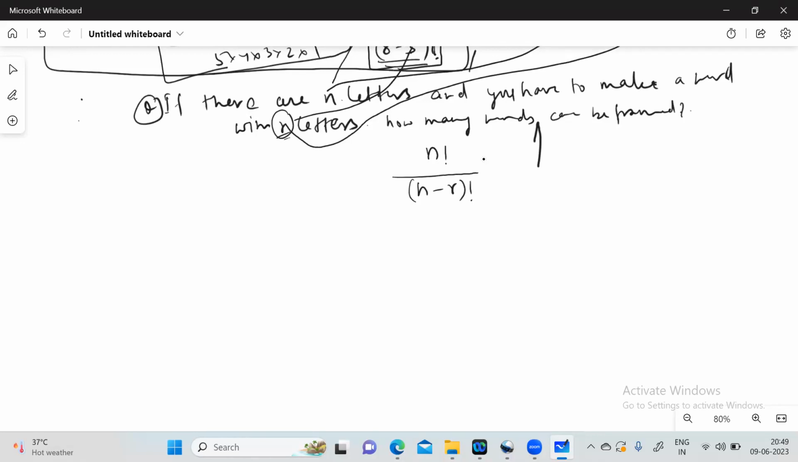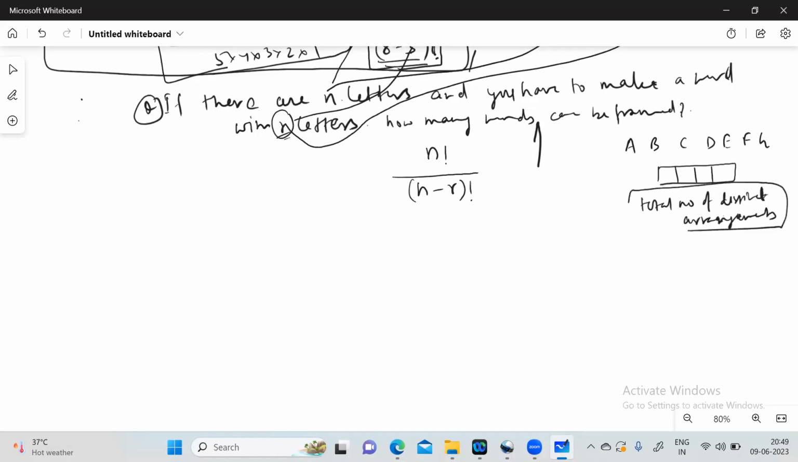Like, we had 7 letters A B C D E F G, and we wanted to make a word with 4 letters. So basically what we were doing, we were finding out the total number of distinct arrangements. So the number of words is nothing but the total number of distinct arrangements. Is it clear? Can you see it?